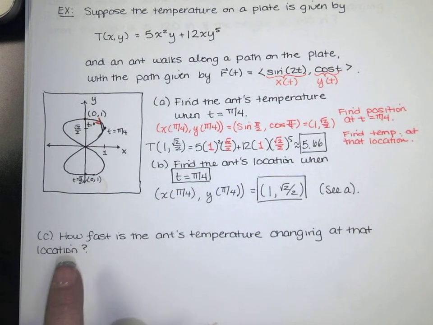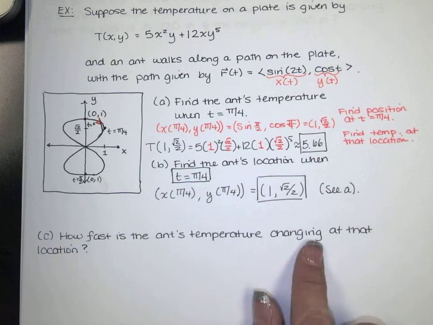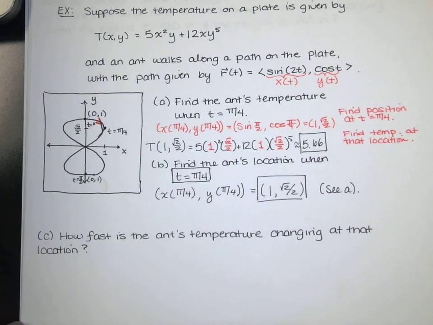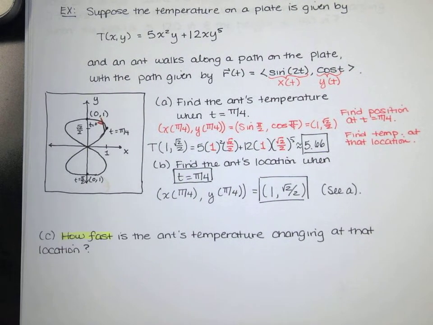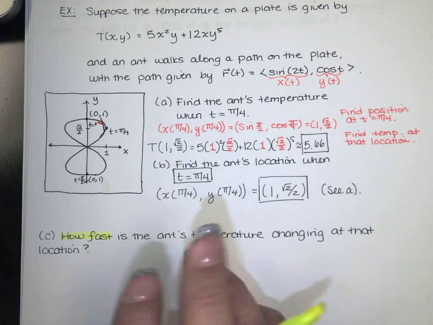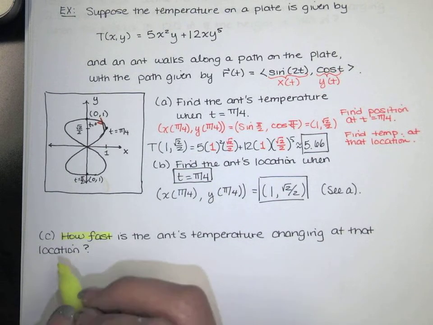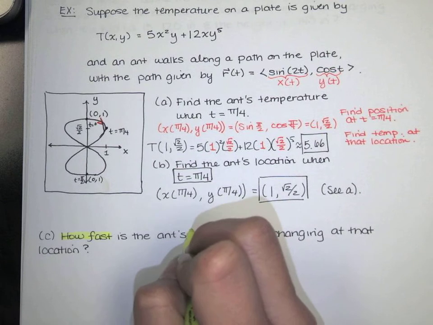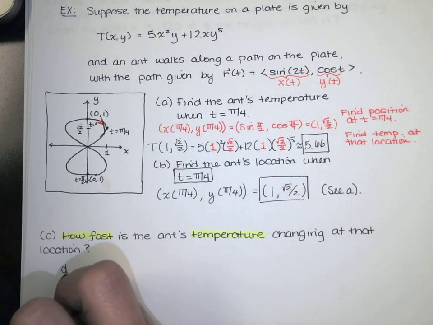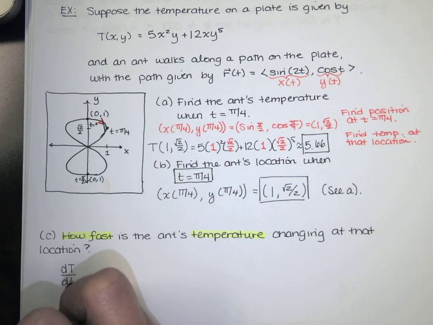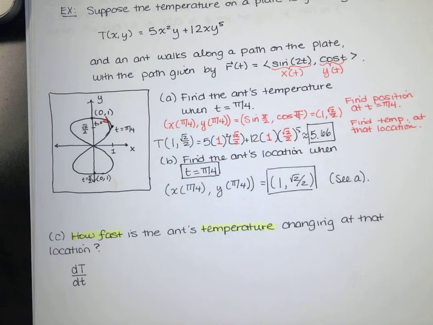Then the question says, how fast is the ant's temperature changing at that location? Anytime you see how fast, and this goes back to Calculus 1, you know you're looking for the rate of change of some quantity with respect to time. And then they're going to tell you what that quantity is. So they say, how fast is the ant's temperature changing? So I put those two pieces together, and I know that I'm looking for change in temperature with respect to time.